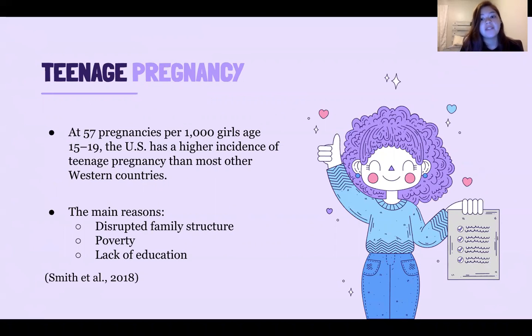Teenage pregnancy. At 57 pregnancies per 1,000 girls aged 15 to 19, the US has a higher incidence of teenage pregnancy than most other Western countries. Some of the reasons are disrupted family structures, poverty, and lack of education. Many parents and schools attempt to persuade teenagers to avoid sex when educating them about sexuality, but forget to teach them how to have safe sex.